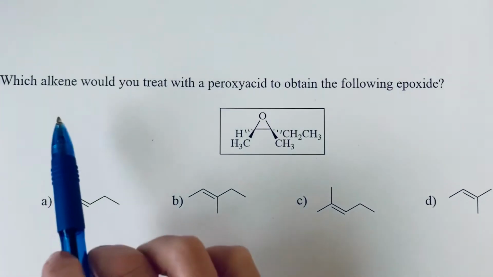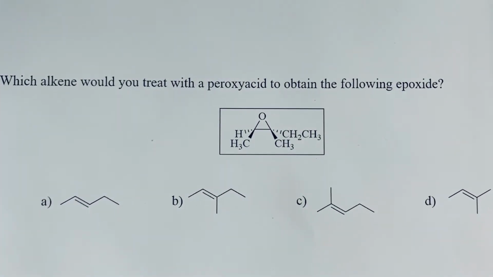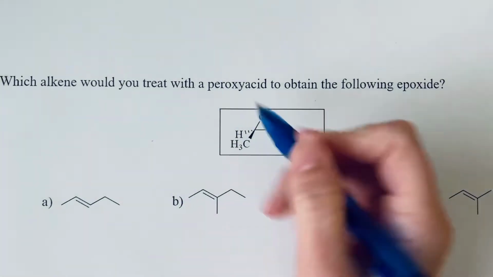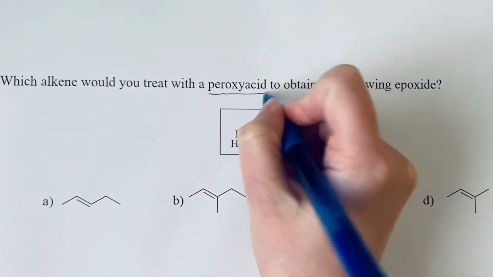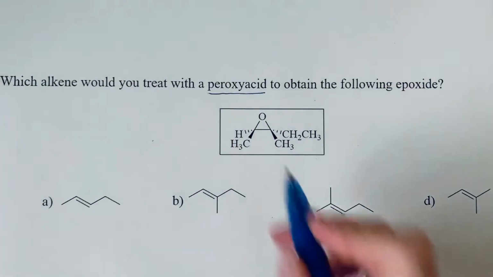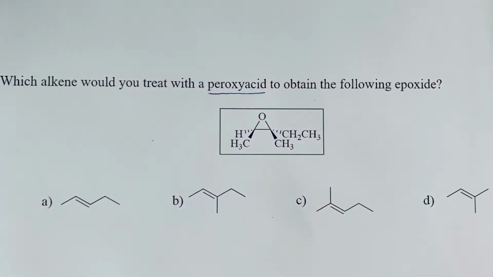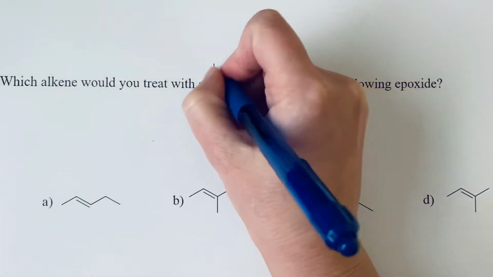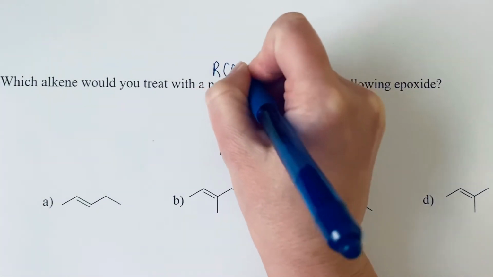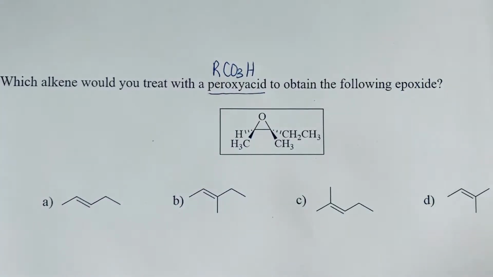Which alkene would you treat with a peroxy acid in order to obtain the following epoxide? All right, so a peroxy acid, just quickly before we start trying to solve this problem, is a carboxylic acid with an extra oxygen, essentially. So something with this general formula.